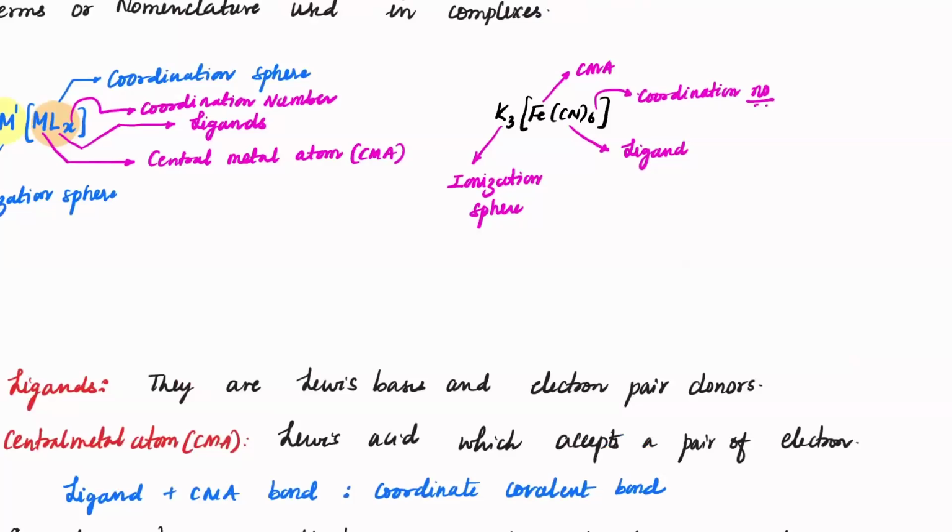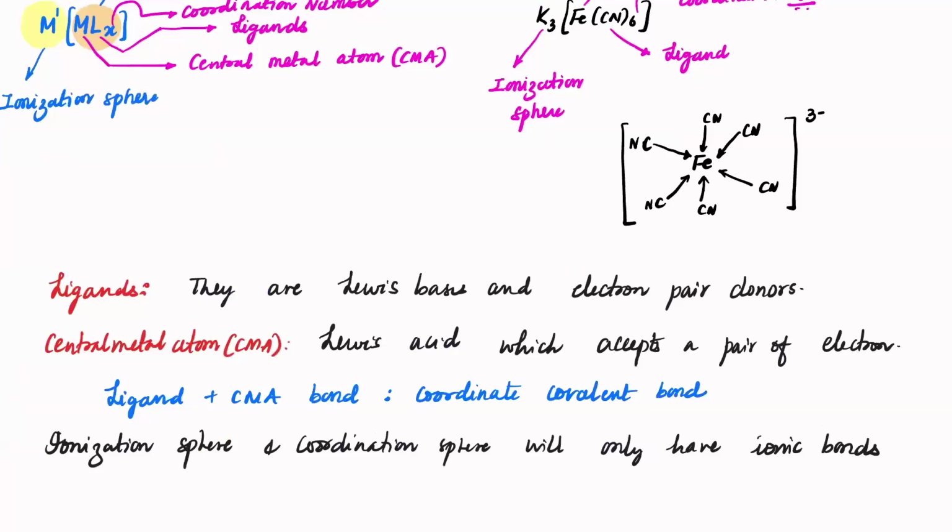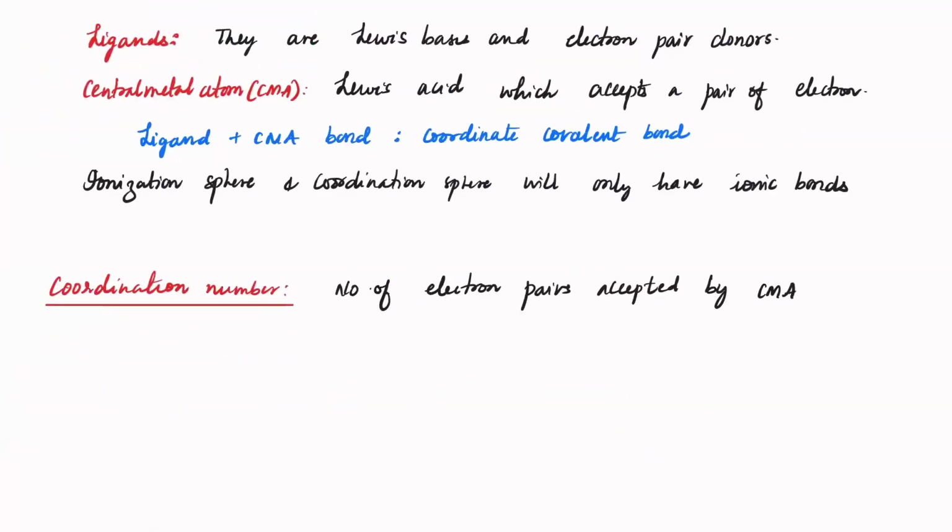Typically, this is how we represent it: there is a central atom and there are 6 coordinate covalent bonds from 6 cyanides towards iron. So iron is ready to accept 6 coordinate covalent bonds, and overall it has a 3 minus charge on it. This is the way. Second thing, the bond between the ionization sphere and coordination sphere is purely ionic. So the bond between the spheres is an ionic bond, correct?